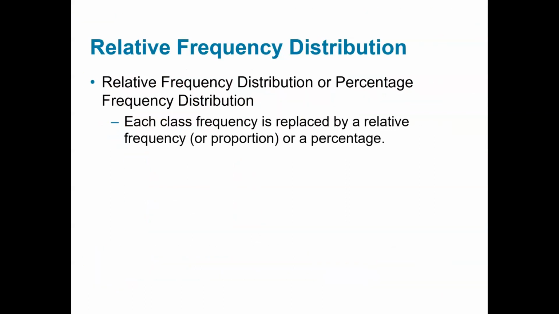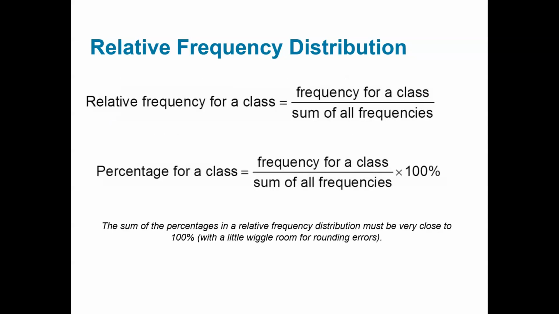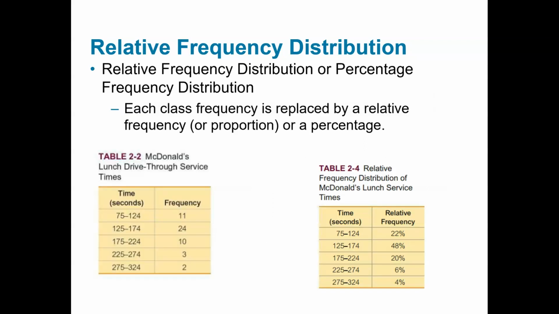A relative frequency distribution, instead of the class frequency, the tally marks, it's a percentage of the total. So to get the relative frequency for a class, you would take the frequency and divide it by the total. And to get the percentage, you would just multiply it by 100, just like we talked about in a previous video. So if you take a look here, on our left, we have our frequency table, and on our right, we have our relative frequency.